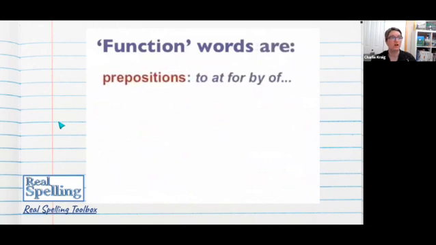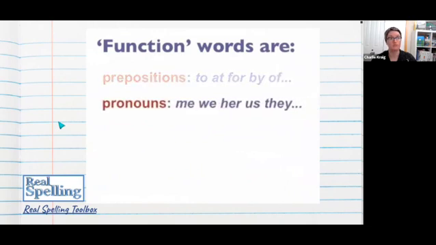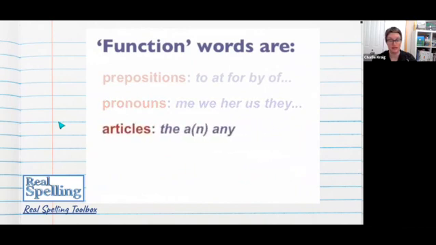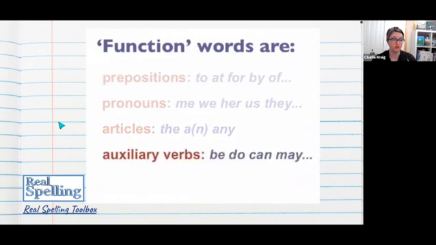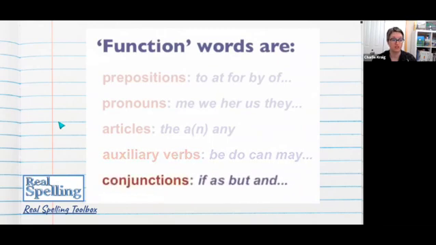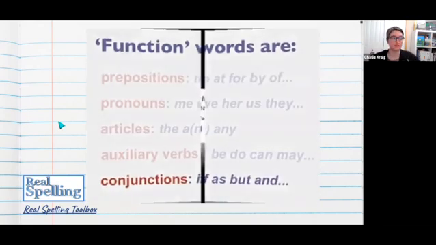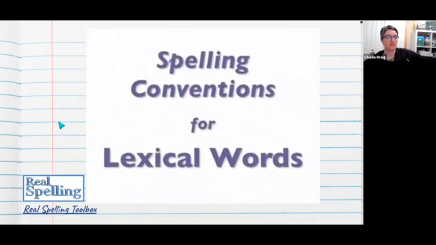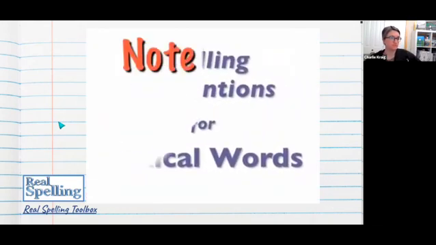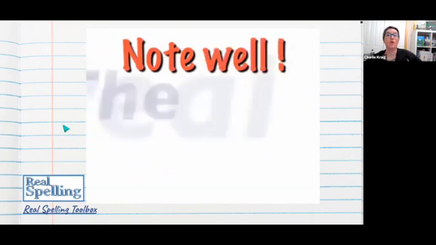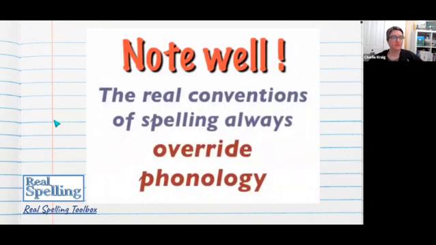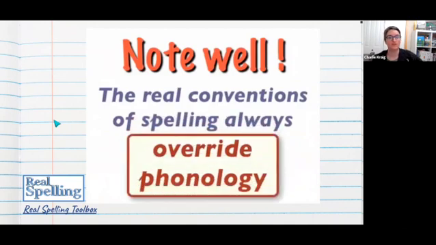Function words are prepositions, to, at, for, by, of, pronouns, me, we, her, us, they, articles, the, a, an, any, auxiliary verbs, be, do, can, may, or conjunctions, if, as, but, and. Spelling conventions for lexical words. Note well, the real conventions of spelling always override phonology.